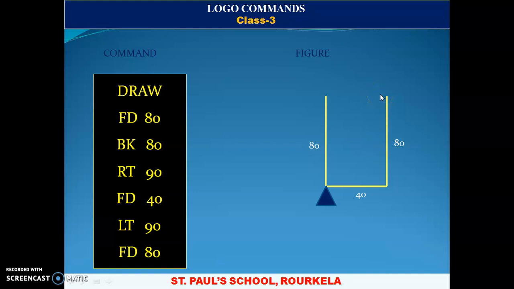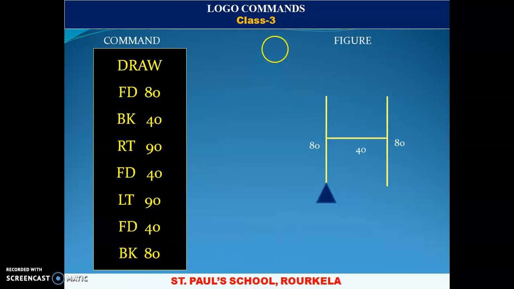So whenever you are drawing or writing the logo commands, first you check where your turtle position is. Suppose the turtle is given here. Then what will the command be? In this case, again you have to use BK80, then this is left side, so LT90, then FD40, then RT90, then FD80. So this way you can draw U. It means depending on the position, your commands also vary.